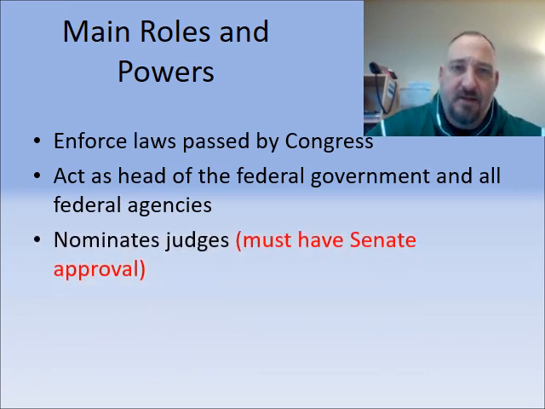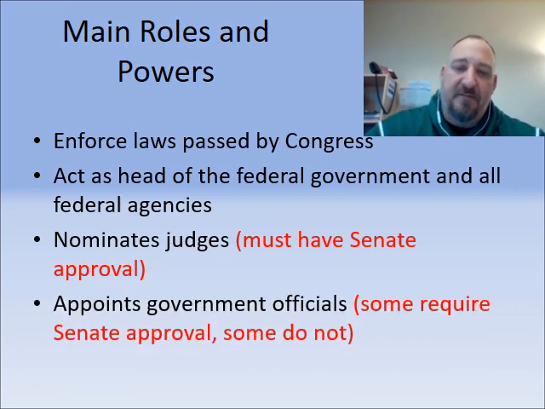Nominates judges. Okay, so here we see an example of our system of checks and balances. The president gets to nominate the judges, but as we talked about in the legislative branch, they must have Senate approval. So they go through something called a confirmation hearing.